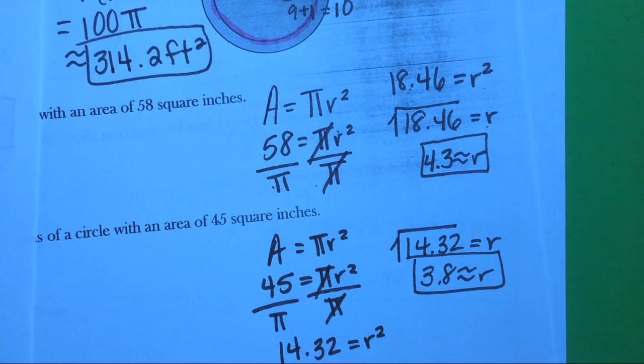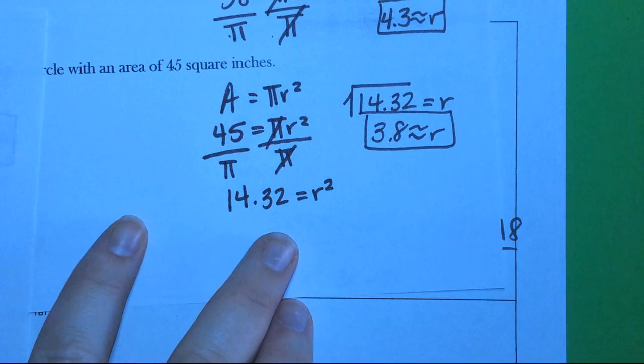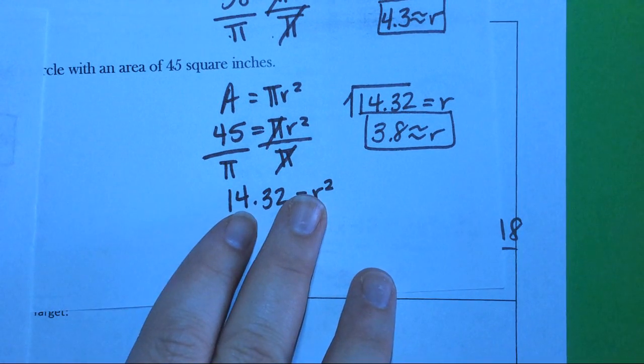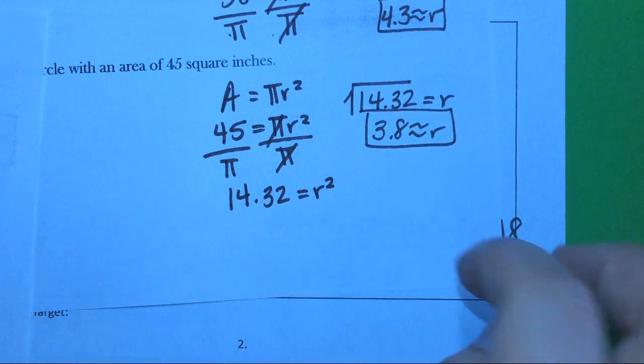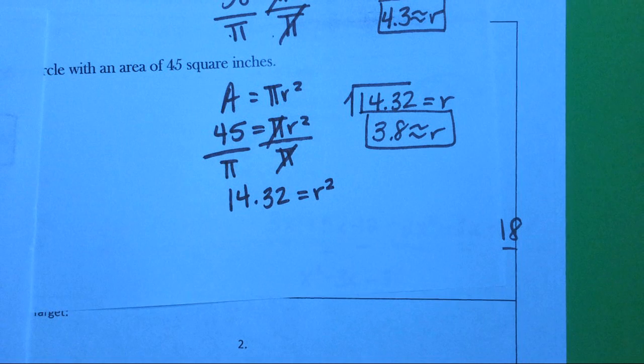Okay, I divided both sides by pi. I got 14.32 equals r squared. I had to take the square root of both sides. I got 3.8 equals r. If RJ has 3.7, 3.9, anything within the realm, I'm going to give it to him.